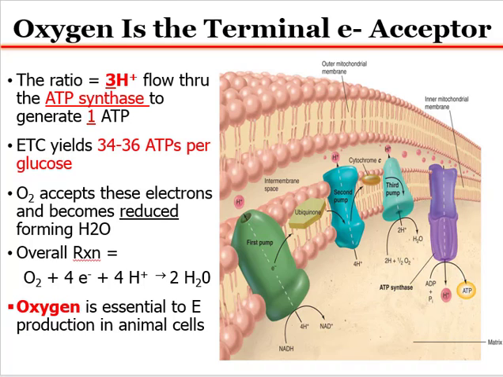The overall balanced chemical reaction looks like this. O2 plus 4 electrons plus 4 hydrogens produce 2 molecules of water. And because this is a life-supporting set of reactions, oxygen is essential to energy production in animal cells. Please study more about this concept on pages 209 through 213 in your ebook.